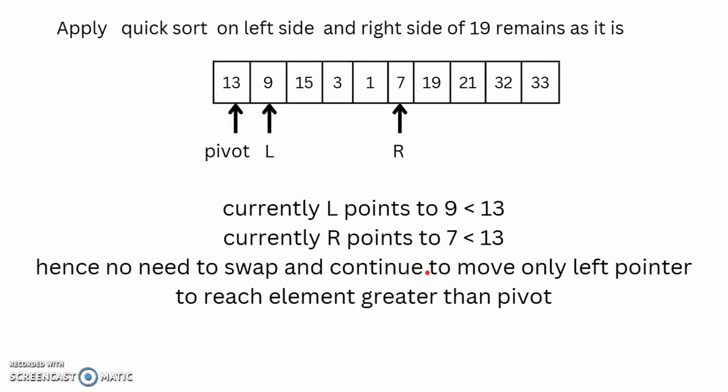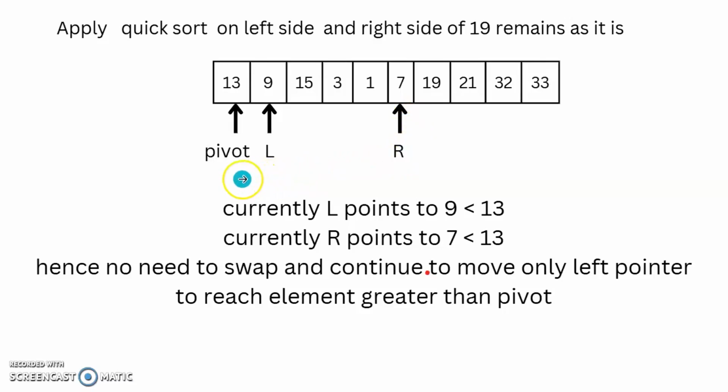Now we are not going to make any process on the right side. So the left side of 19 will be considered as an individual, separate list. We have to apply quick sort on this left side of the pivot value. So we have to start the process by considering the first element as pivot. That is what we have done. 13 will be considered as a pivot. The element next to the pivot will be considered as the left pointer, and the last, that is the right end of the list, will be considered as the right pointer R.